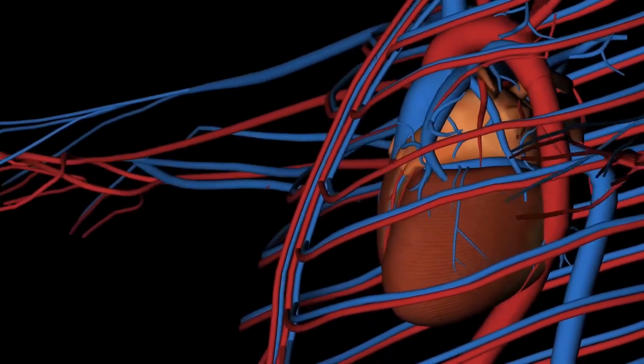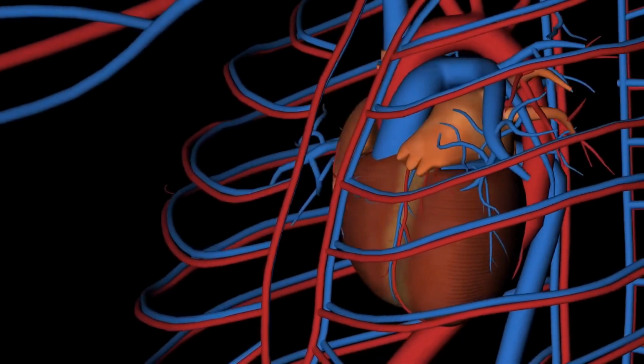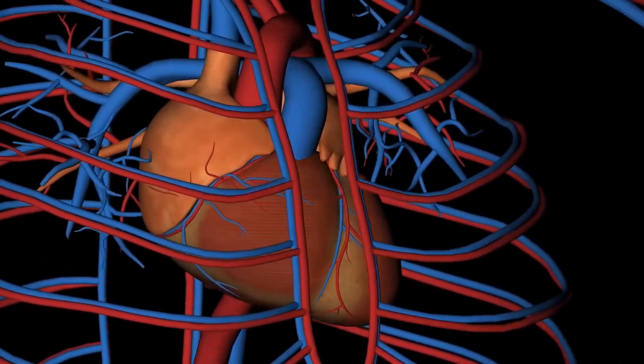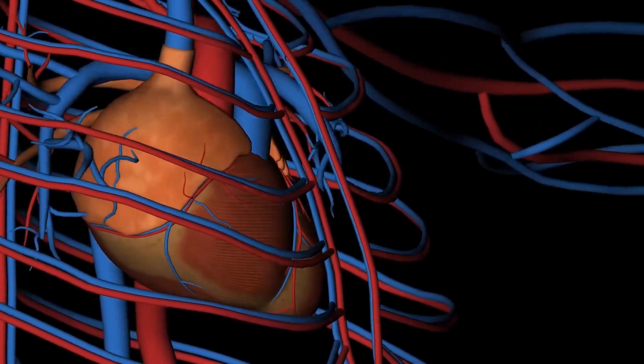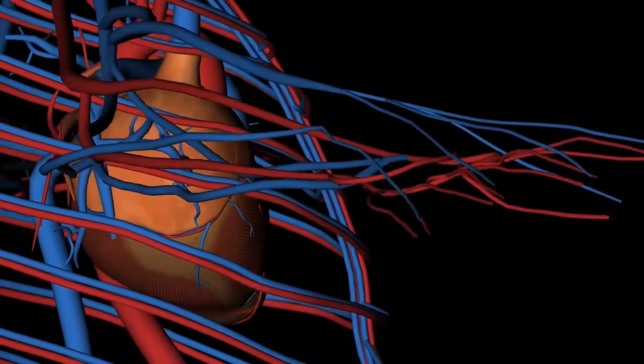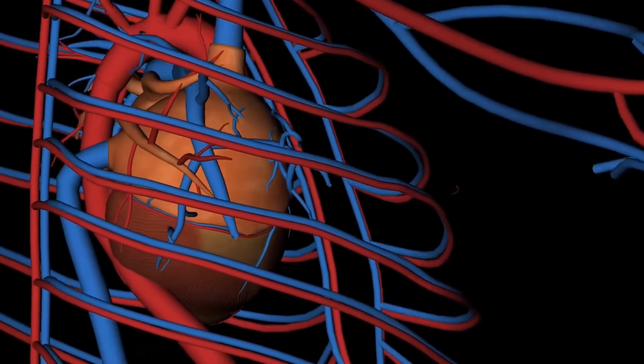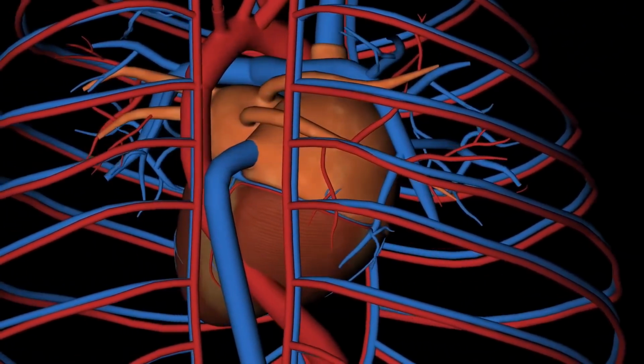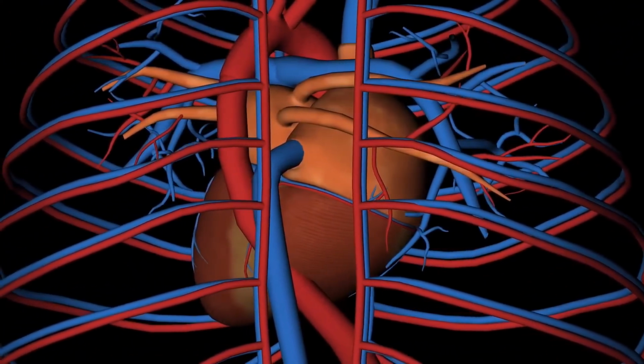The left atrium is the upper chamber on the left side of the heart. It receives oxygenated blood from the lungs and pumps it into the left ventricle through the mitral valve. The left ventricle is the lower chamber on the left side of the heart. It pumps the oxygenated blood out to the rest of the body through the aorta, the main artery of the body.